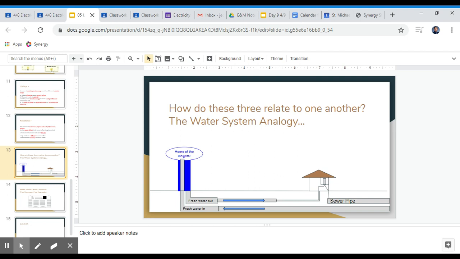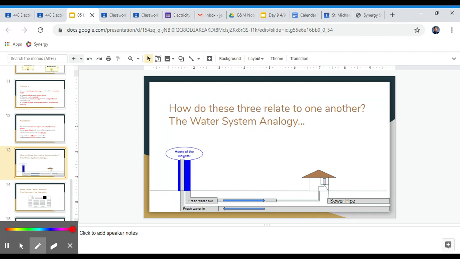Hello, ladies and gentlemen. We're going to take a second here to talk about Ohm's law and how the three variables within Ohm's law relate to one another. So before we even get into some Ohm's law examples, I want to take a second to show you a little analogy that helps me to think about it.